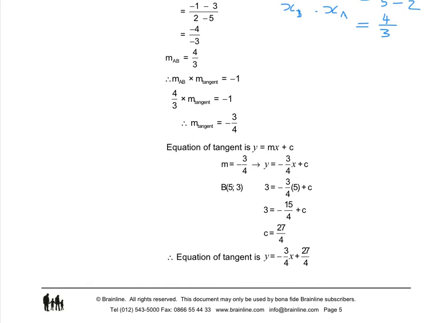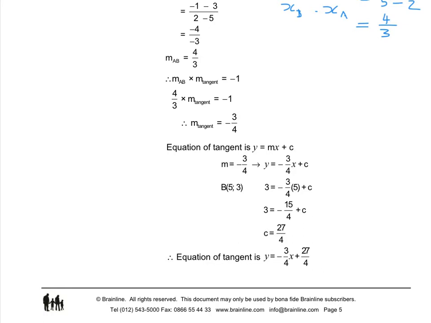Now I can determine the equation of the tangent by using the standard equation of a straight line, y equal to mx plus c. I substitute m with the gradient which I've worked out for the tangent, minus 3 over 4. I also have a coordinate, a point of intersection with the circle, where x is 5 and y is 3. If I now simplify, the minus 3 over 4 multiplied by 5 gives me minus 15 over 4, which must be taken to the left-hand side and becomes a plus 15 over 4. So 3 plus 15 over 4 gives me the c value of 27 over 4.